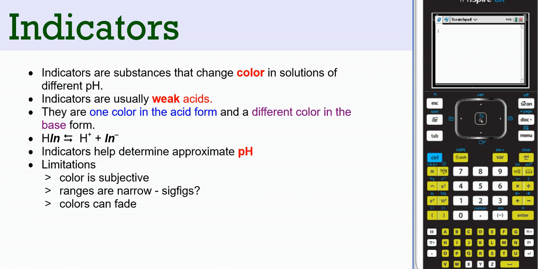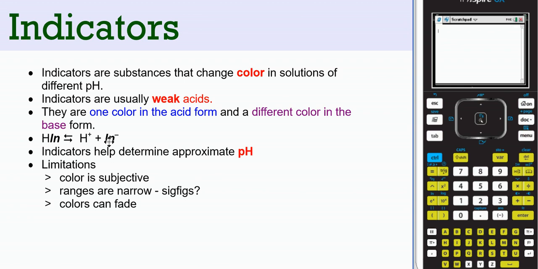They're usually weak acids, but the key is they're one color in the acidic form and another color in the base form, meaning after they've lost their hydrogen ion. So there's this little relationship there. We have the intact acid, and since it's a weak acid, not much of this happens, but when it does lose its hydrogen ion, the indicator anion, what's left, is a different color.